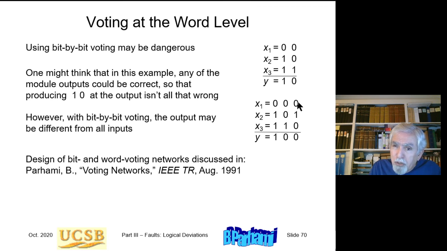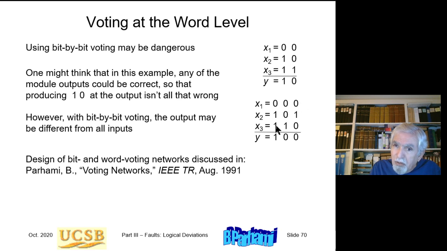Well, if I use majority on individual bits, in other words, if I use bit voters, then I can get an incorrect result, because in this least significant bit, the majority is 0. In the middle bit, the majority is 0. In the most significant bit, majority is 1. So if I use bit voters on the 3 bits, I get something that doesn't make sense. It's not even equal to one of the inputs.